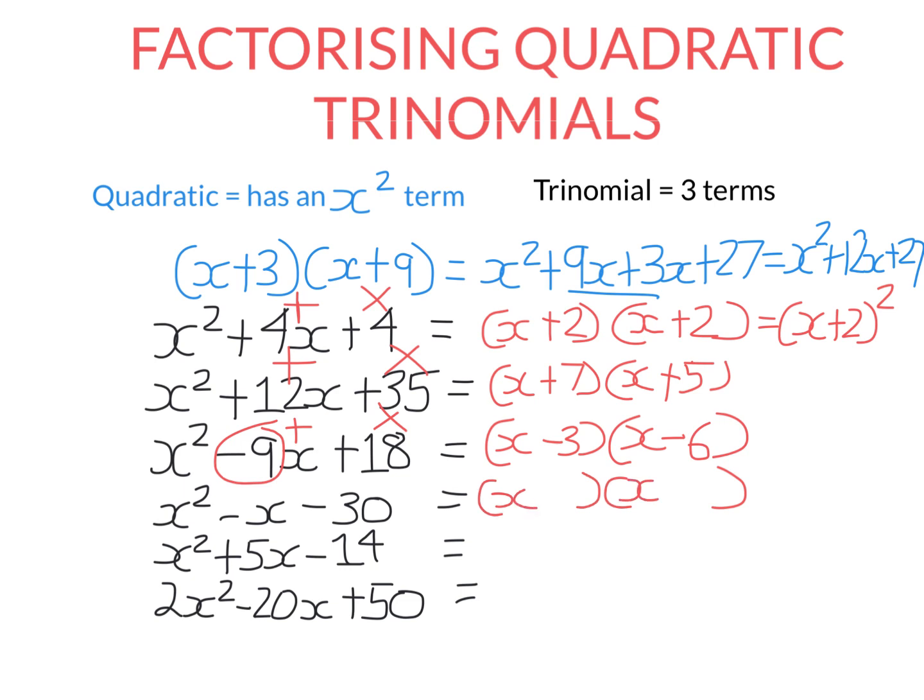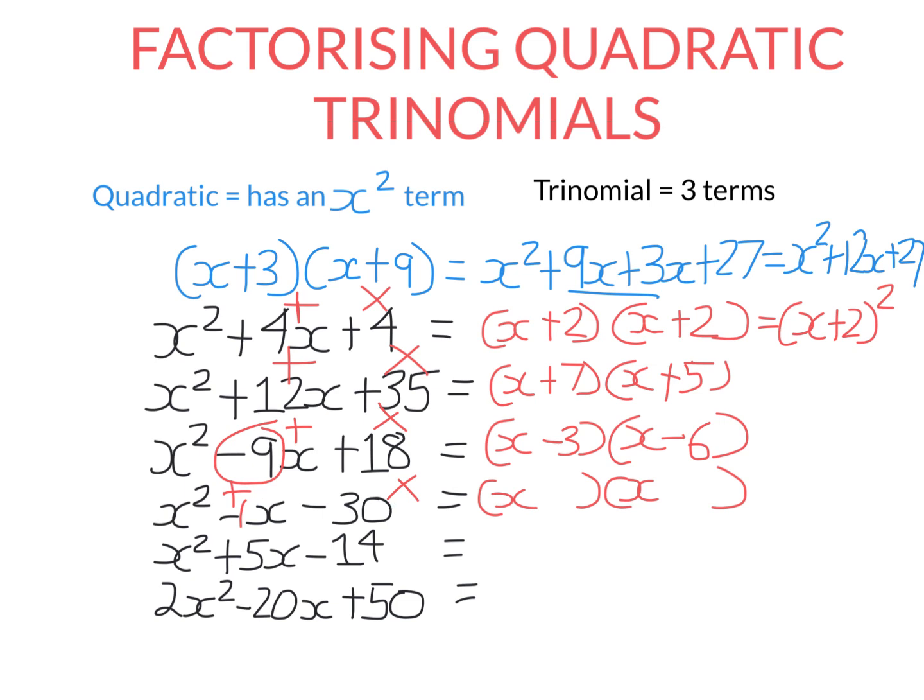Okay. Now we need to find 2 numbers that multiply to -30 and they add to this coefficient in the middle. If it's not written, remember it's 1. So the coefficient here of x is actually -1. We need 2 numbers that multiply to -30 and add to -1.